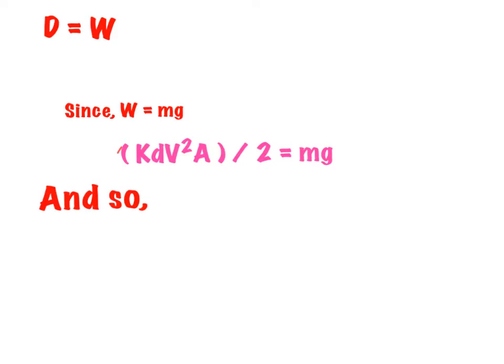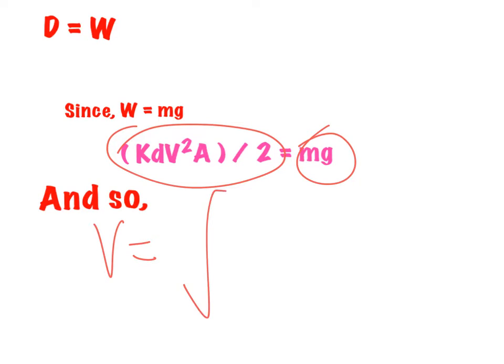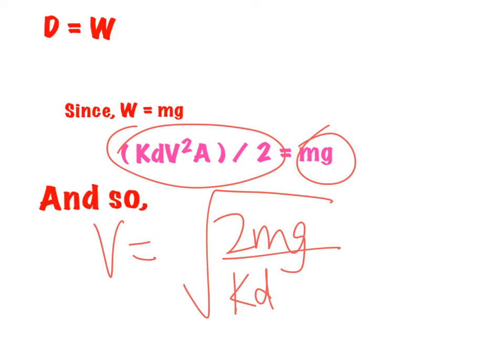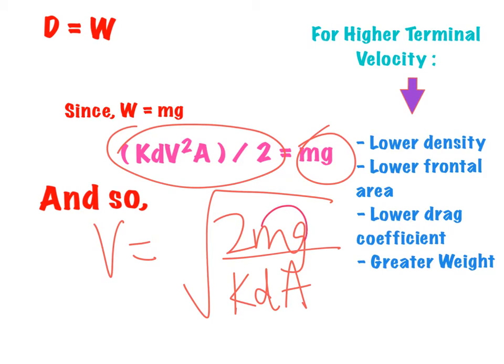During terminal velocity, the drag force equals the weight. Simplifying this equation gives us V equals square root of 2mg over kdA. From this we can conclude that a skydiver can achieve higher terminal velocity in a free fall if he has a greater weight, lower frontal area, and if the air density and the drag coefficient are lower.